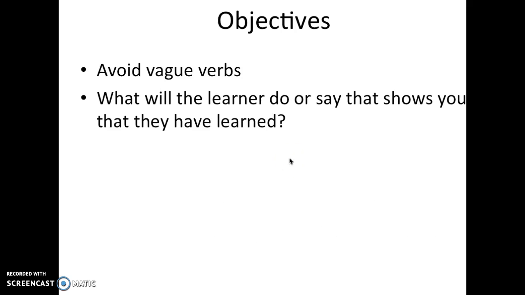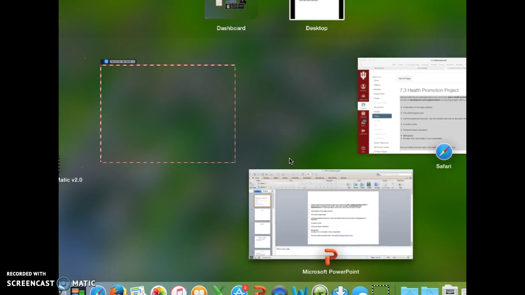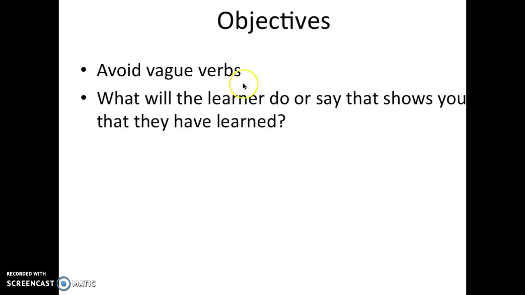So again, just avoid vague verbs and just keep in mind that the objectives are what the learner will do or say that shows you that they've learned what you've intended for them to learn. Okay, the objective should be what do you want the take home to be? What are the most important things that they're going to come away with that shows you that they've learned what you've wanted them to learn?